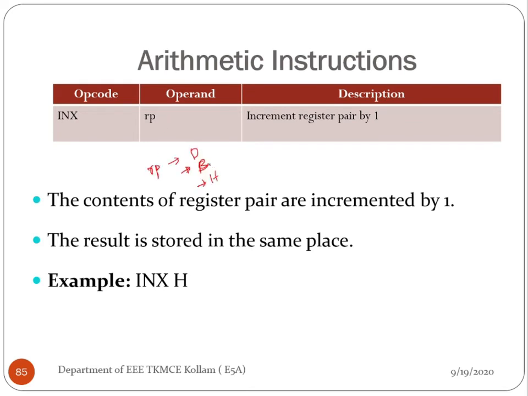Next instruction is INX RP. As I mentioned earlier, RP may be any of the register pair combinations, that is, the DE register pair, BC register pair or HL register pair. So RP is denoted by the higher order register in the register pair. In DE the higher order register is D, in BC it is B, and in the HL register pair it is H. Whenever this instruction is executed, the content of the register pair is incremented by 1 and the result is stored in the same place.